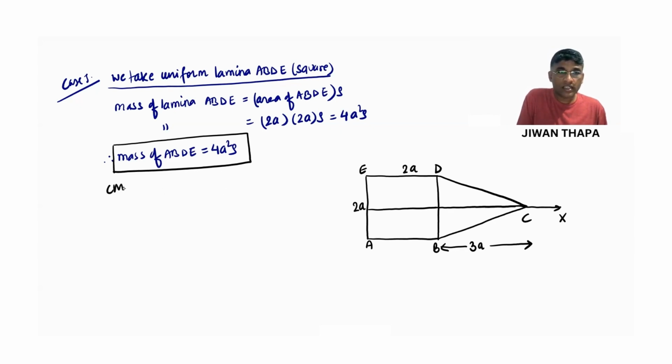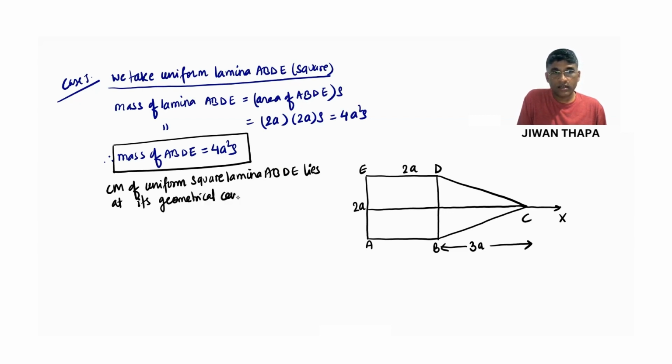So the center of mass of the uniform square lamina ABDE lies at its geometrical center. So this is to be noted, okay. And what is the geometrical center? You see, this length is 2A, clear?